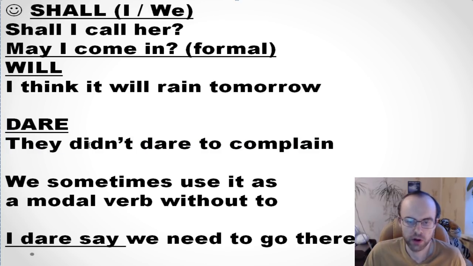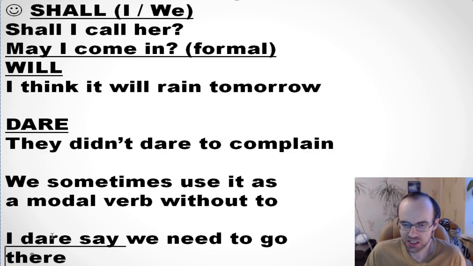And it's an ordinary verb. They didn't dare to complain. It means that they didn't want to complain, or maybe they wanted, but they were not ready to do it. And we sometimes use it as a modal verb without to. You just need to know this phrase, I dare say. It means that maybe I'm a little afraid, but I can say it. I dare say we need to go there.